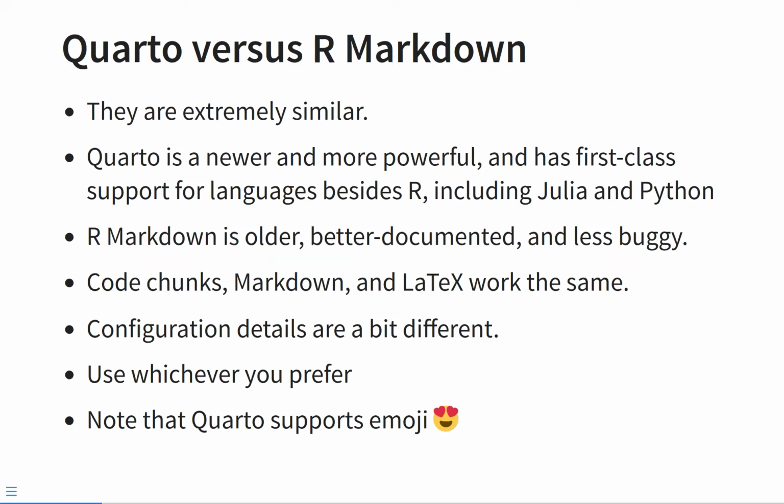So I've been saying Quarto or R Markdown. This is a distinction that I'm sorry that I have to make. It turns out that there are 2 very similar ways to get almost exactly the same output. Quarto is a slightly newer version. It's a bit more powerful, and it's got better support for languages other than R, including Julia and Python. On the other hand, R Markdown is a bit older. It's better documented. It's maybe a tiny bit less buggy. But from the perspective of what we need for this course, they are really 99.9% the same.